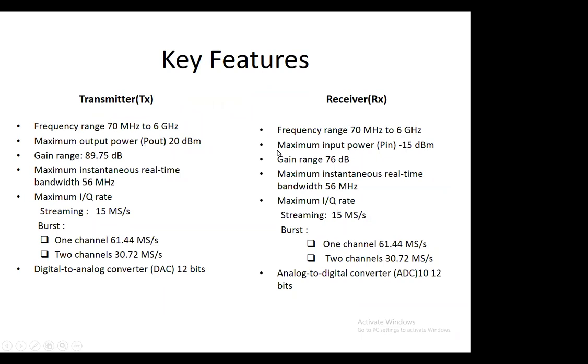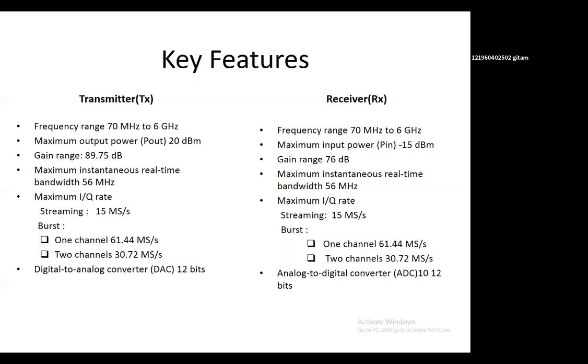If we think about the key features of the USRP 2901, it has a transmitter with a frequency range of 70 megahertz to 6 gigahertz, and it can generate maximum power up to 20 decibel, gain range of 89.75 dB, and maximum instantaneous real-time bandwidth, that is the bandwidth of this transmitter device, of 56 megahertz.